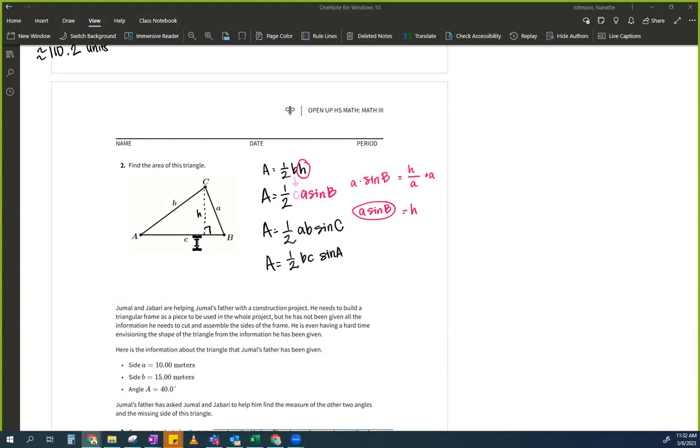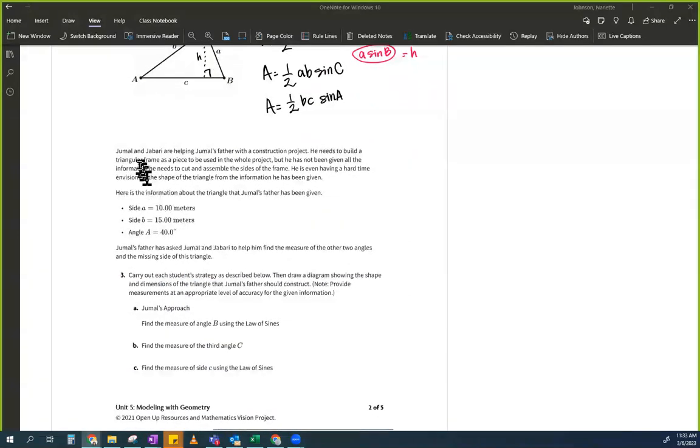All right, moving on. So literally right now, done teaching, but this is just more practice for you. It says Jamal and Jabari are helping Jamal's father with a construction project. He needs to help build a triangular frame as a piece to be used in the whole project, but he has not been given all the information he needs to cut and assemble the sides of the frame. He is even having a hard time envisioning the shape of a triangle from the information he's been given.